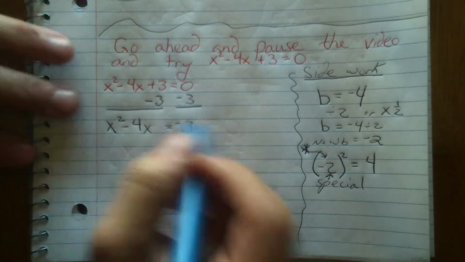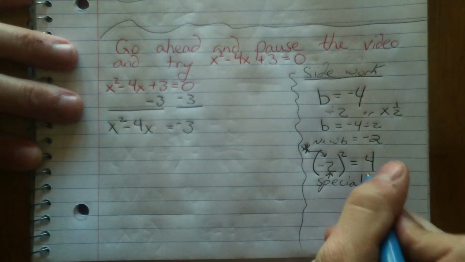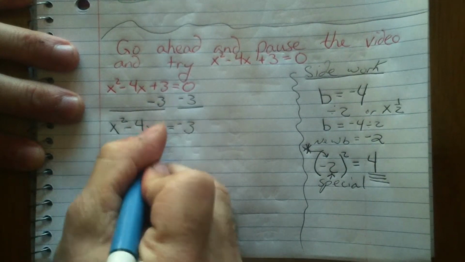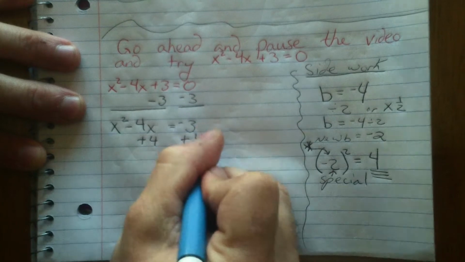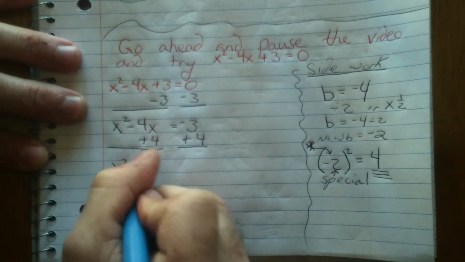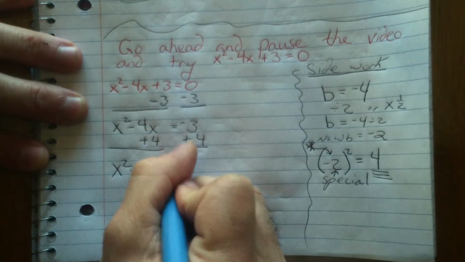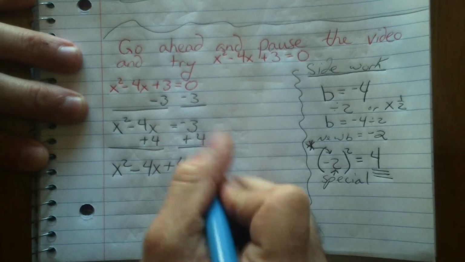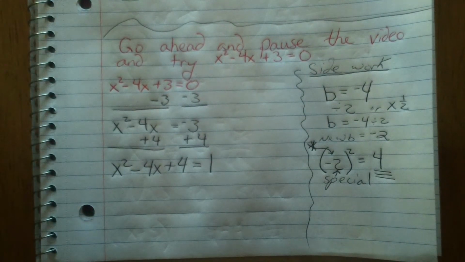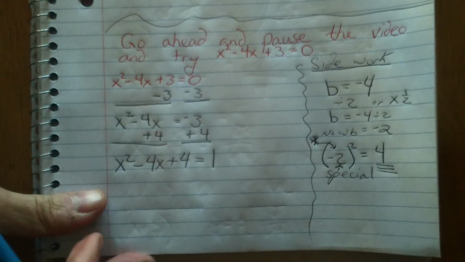Okay. So what we want to do is take this 4 and add it to both sides of the equal sign. So we're going to add 4 to both sides, and we get x squared minus 4x plus 4 equals negative 3 plus 4, which is 1. So far so good, hopefully. All right.